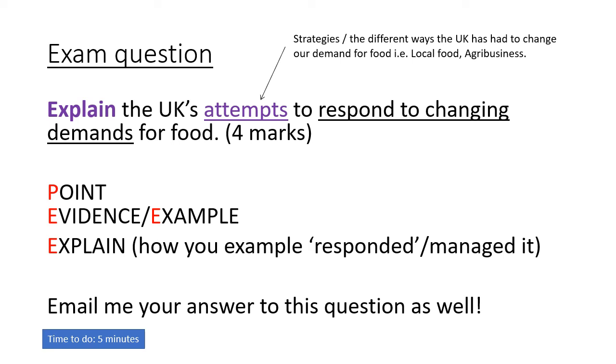Anyway, I'd like you to complete this exam question. As a final task, it should take you 4 to 5 minutes. Explain the UK's attempts to respond to changing demands for food. So pick one. It's only 4 marks, so pick one strategy, one attempt to respond to changing demands for food. You've got to think to yourself, what is that changing demand I'm going to be thinking about? Is it seasonal food, for example? Let's say it is. Let's say you go with seasonal food. So how are we attempting as a country to respond to that demand for food all year round? Well, could it be imports? Could it be agribusiness? There's lots of options there.